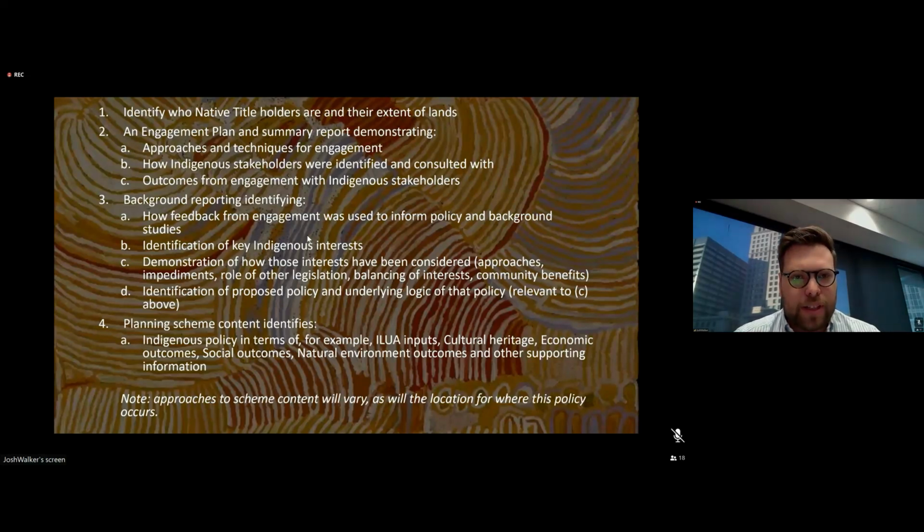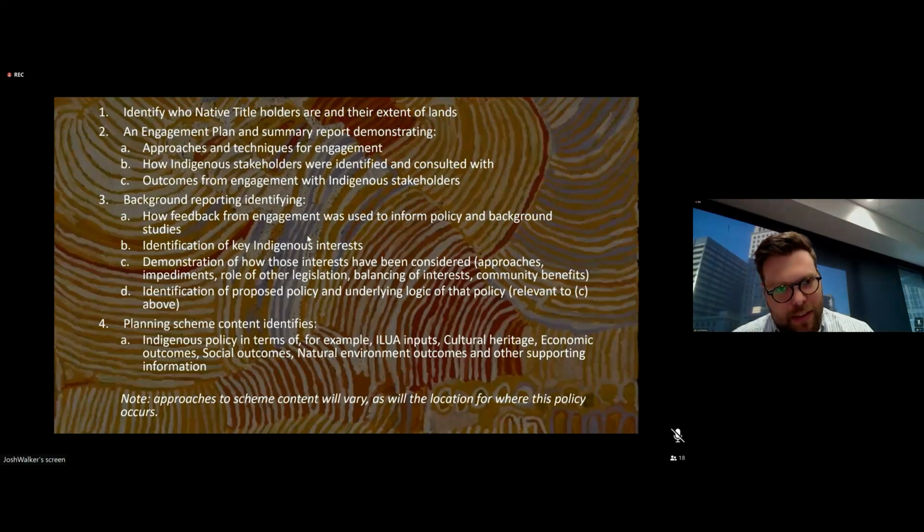In terms of the background material that you provide with a planning scheme amendment, a major one or a new scheme, the engagement plan is really important, and the summary report that actually shows the approaches and techniques for engagement and how you engaged with Indigenous people and how you identified who were the Indigenous people that were consulted with and how you verified that they were the right people to consult with. What the outcomes from engagement were.